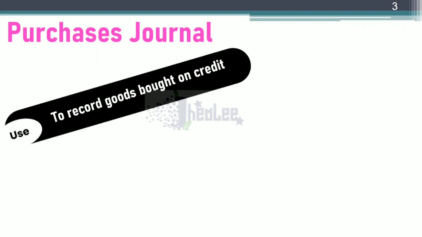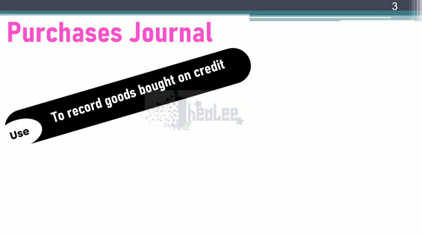Now, just to review the purpose of the purchases journal, remember it is used to record goods bought on credit. When we say goods, remember, these are items that are purchased by the business primarily for resale. So if you did not buy an item for it to be sold, then it cannot be considered as goods, and therefore it should not be recorded in your purchases journal.